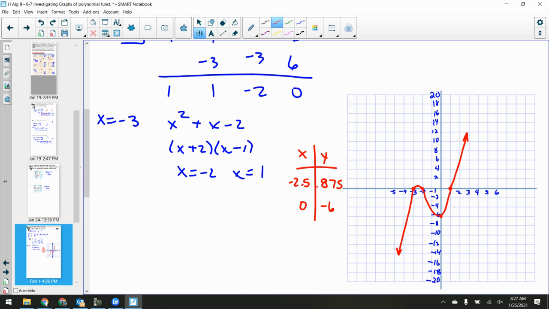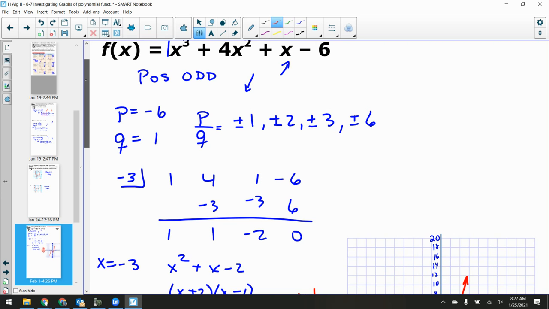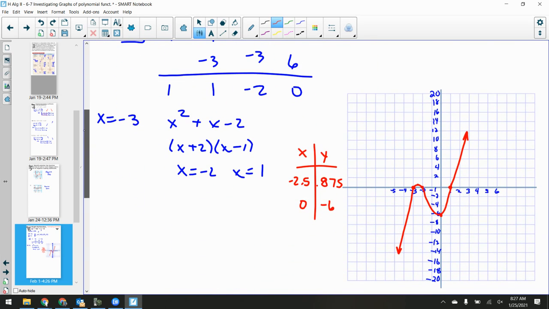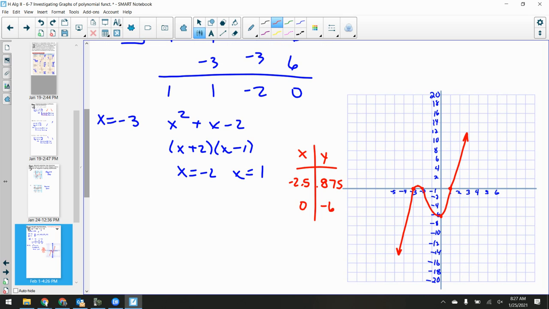So what was the process? Figure out your end behavior. Run your p's and your q's. Get the zeros, then make a table. Now there is one more piece to this that I did not get through. The turning points, the local maximums or minimums. Just kind of save those ones.